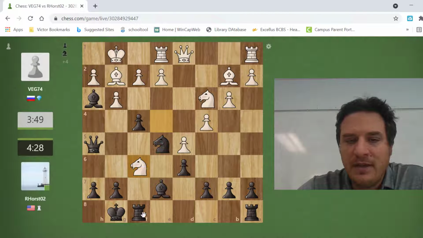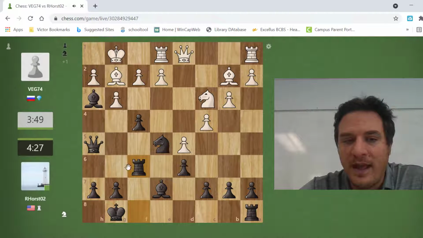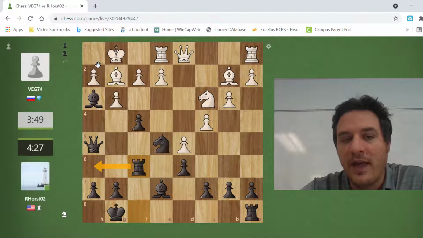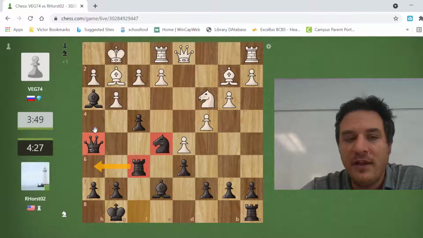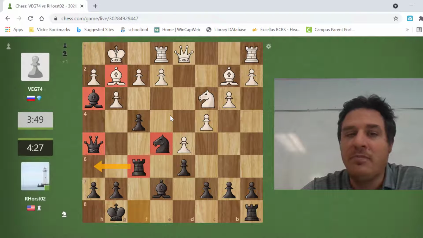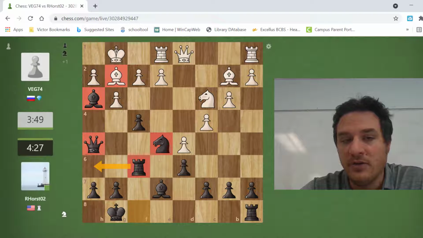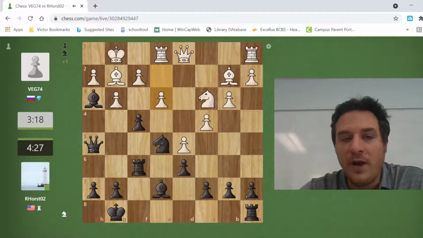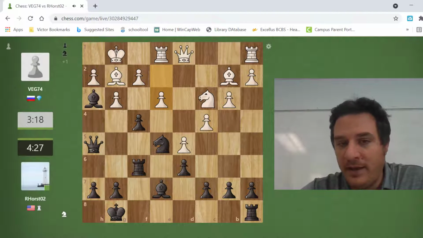However, taking back with the rook now allows me to get another attacker in. So now I still have 3 more attackers than he has defenders, which means I should have a pretty good chance of getting an attack, and he's going to have to start running pieces over to his king side. So if you watch the way this game played out, he played here.